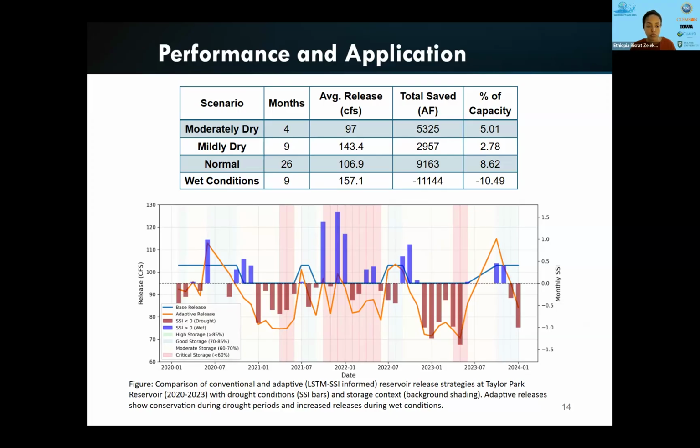Next slide, please. So we applied this in our case study, where we saw a differentiated response using the adaptive reservoir release rule. We found that there was conservation during drought periods. For instance, during moderately dry and mildly dry conditions, we saw about an 8% increase in storage, or water saving, in our reservoir. On the other end, during wet conditions, more water was being released. The plot shows that in drought conditions, where the SSI bar plot indicates red, the adaptive reservoir response would be lower than what the baseline for that period is expected to be.